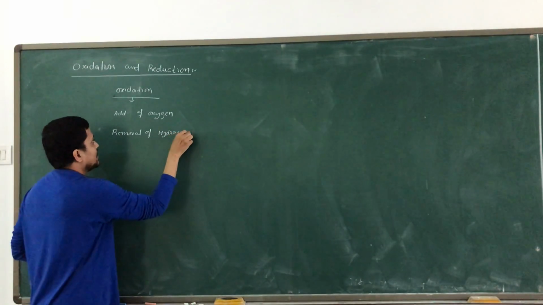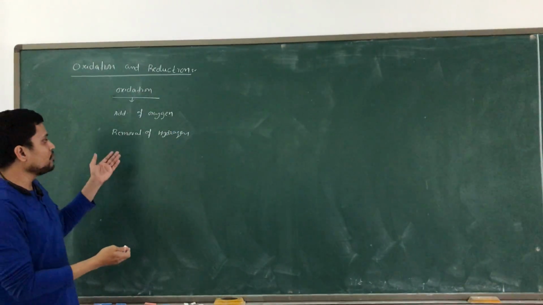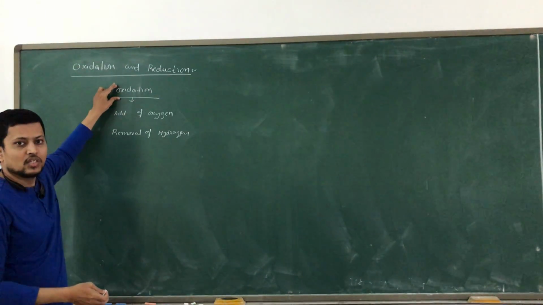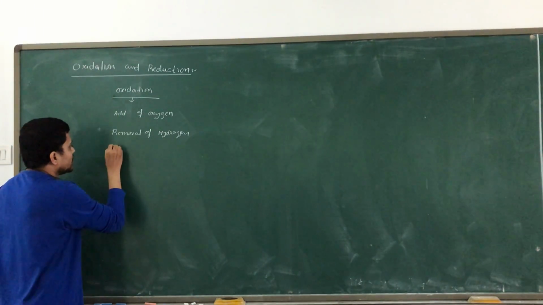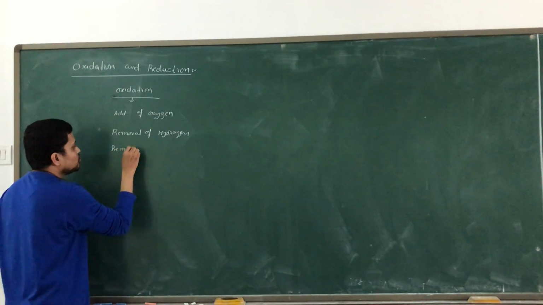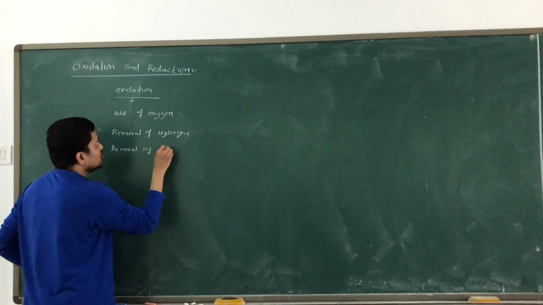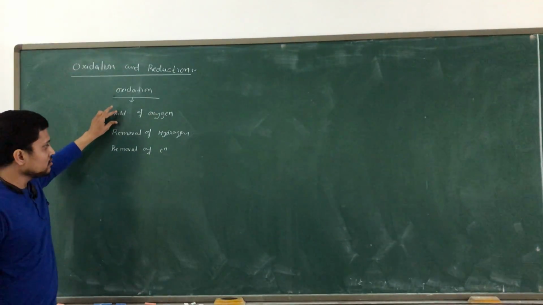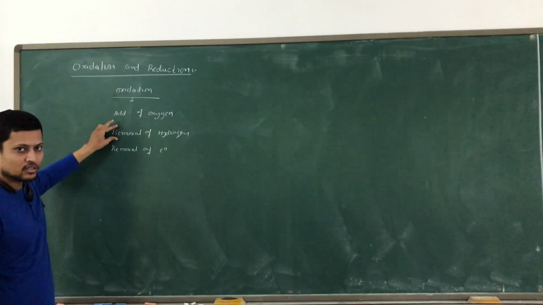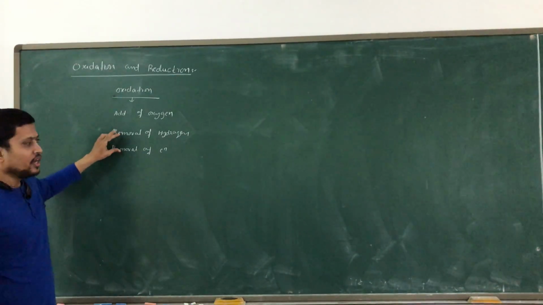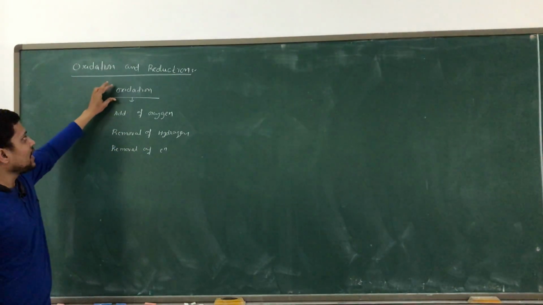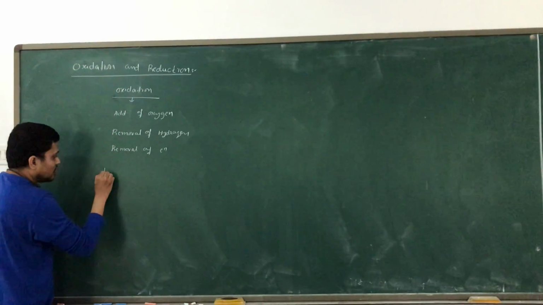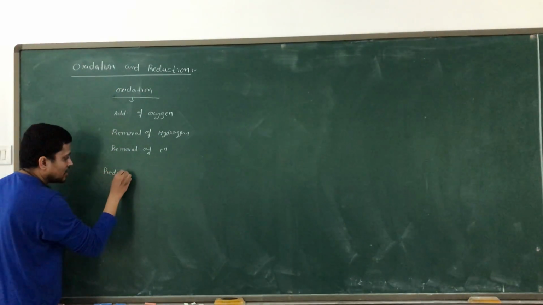So either I am adding oxygen or I am removing hydrogen from the given compound, then it is considered as oxidation. Then removal of electron is also oxidation. So either add oxygen, or remove hydrogen, or remove electron. Any of these things you are doing, consider it as oxidation. Simple. Hope you understand. Then we have one more thing, that is the next part, reduction.